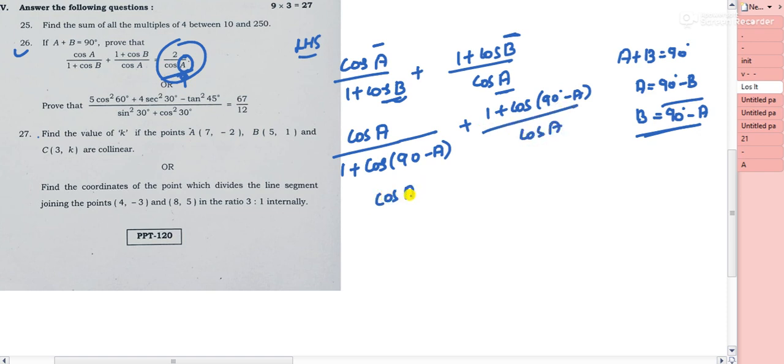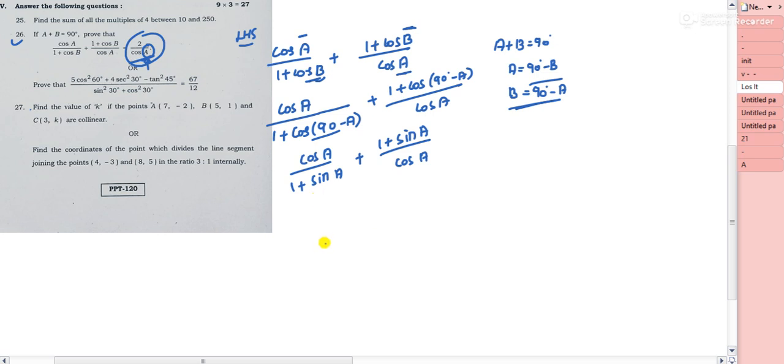Numerator remains the same, and here cos of 90 minus A is what? Yes, it is sine A. Got it? Similarly, you'll get 1 plus sine A, because cos of 90 minus A is sine A, divided by cos A. Got it? Yes. Now what are you going to do here? Yes, we can take LCM. Okay, let me take the LCM of the denominator. We'll get 1 plus sine A into cos A.